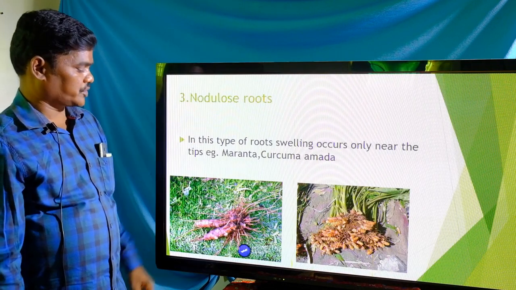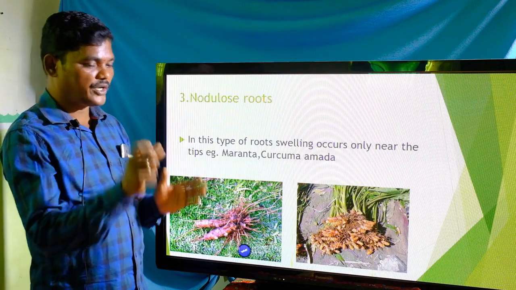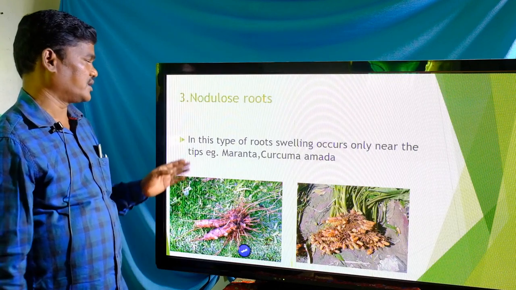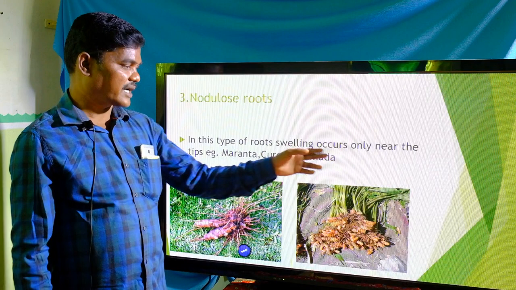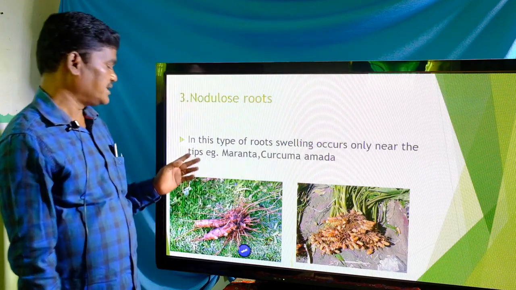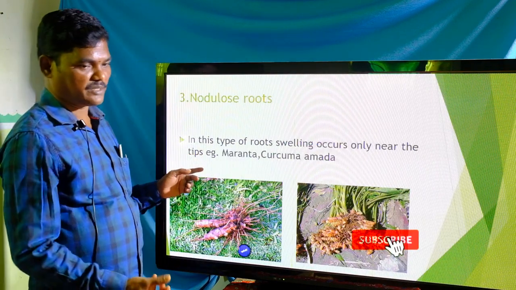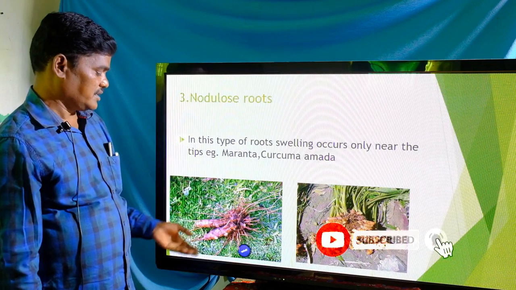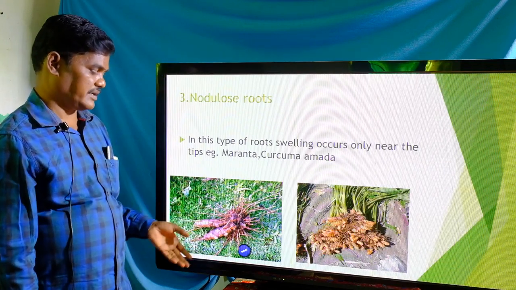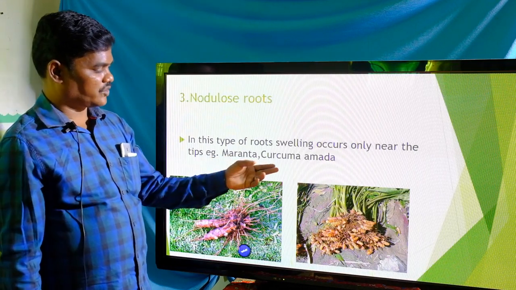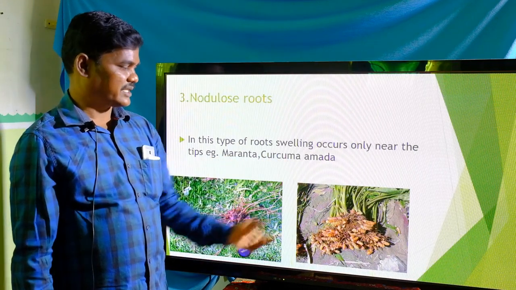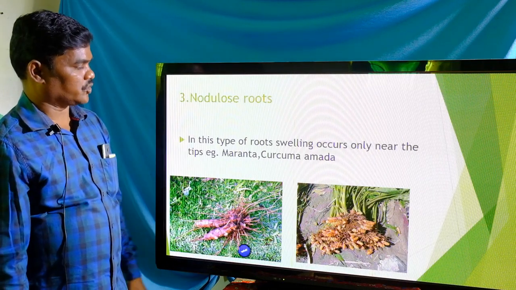And nodulous root. Nodules, so many nodes are there inside the tubers. That is called nodulous root. In this type, root swelling occurs only near the tip. Near the tip means the stem base. That is called a cluster of tubers. Maranta and Curcuma amada are examples for nodulous root.